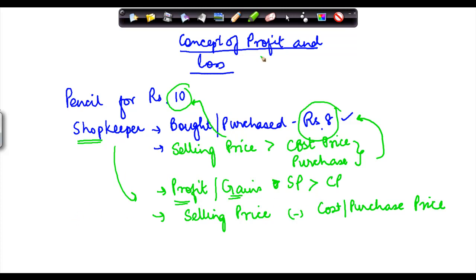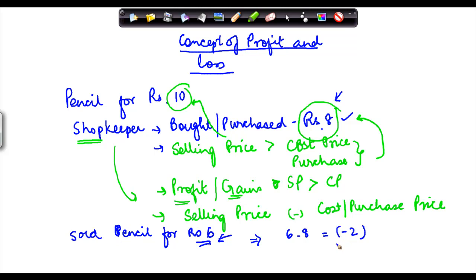However, what would have happened if the shopkeeper had sold this pencil for rupees 6? While I paid 8 rupees for the pencil, I only got 6. If I calculate the profit, 6 is the selling price and 8 is the cost price. So the profit that I made is minus 2. Now this negative profit, which means effectively by doing this transaction I was short by rupees 2, is known as the loss.